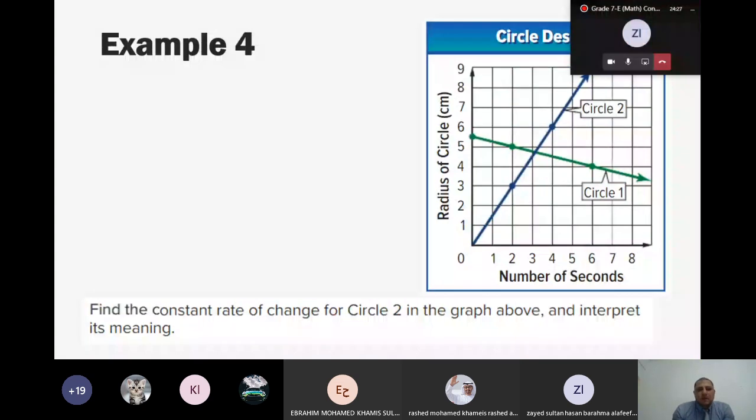Example 4. Find the constant rate of change of circle 2 in the graph above, and interpret its meaning. We just found it for circle 1, represented by the green line in Example 3, and now we will use the same idea for the circle represented by the blue line. Again, we will choose any 2 points on the line, such as (2, 3) and (4, 6).